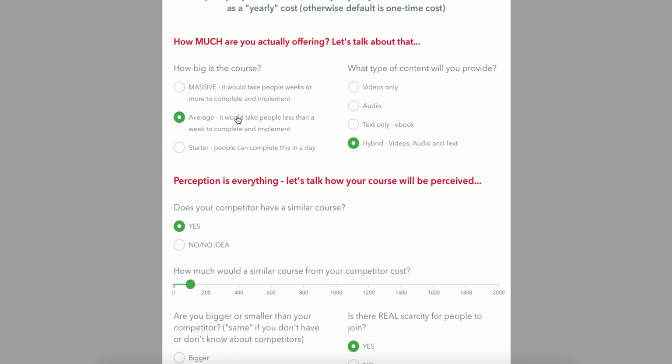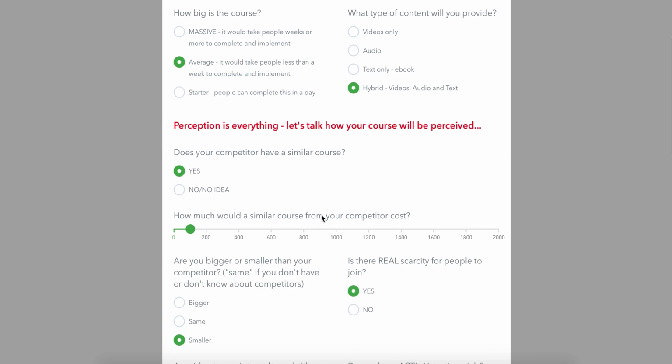What type of content will you provide? Is it videos only, audio, text only, ebook, or a hybrid of all of them? For us, we're going to put hybrid because I've always found that it's really valuable to have a hybrid. Obviously, if you only have text or audio, it's going to be less. If you have video, it's not going to be as much as having all of it in the hybrid, but it's going to be more than just text only.